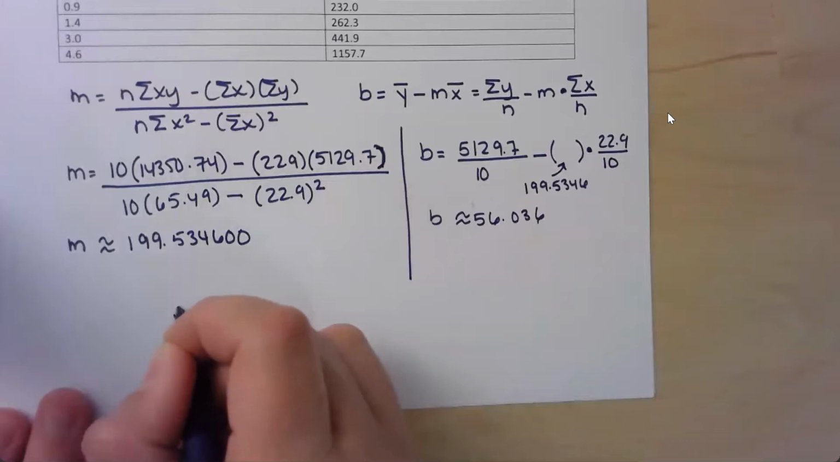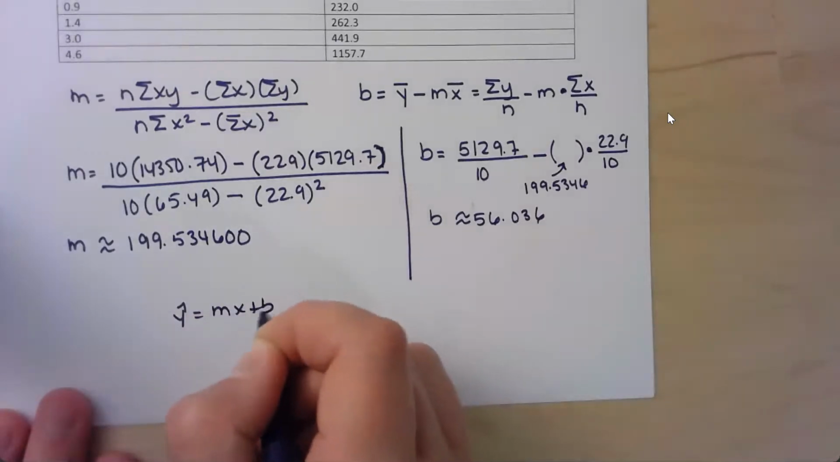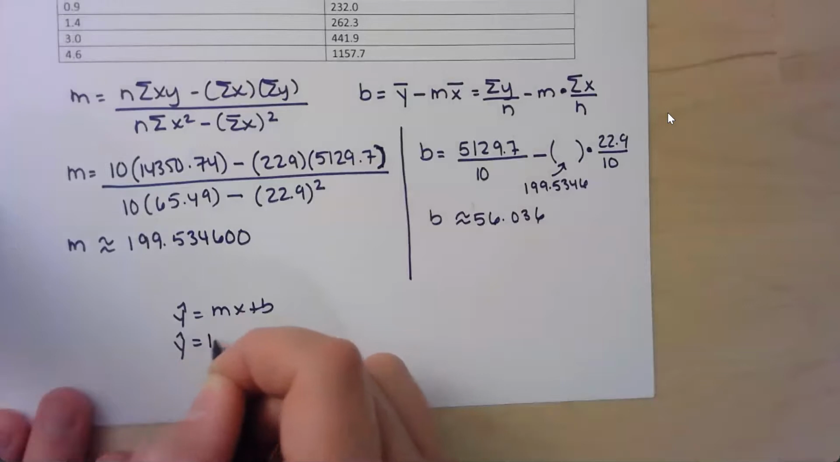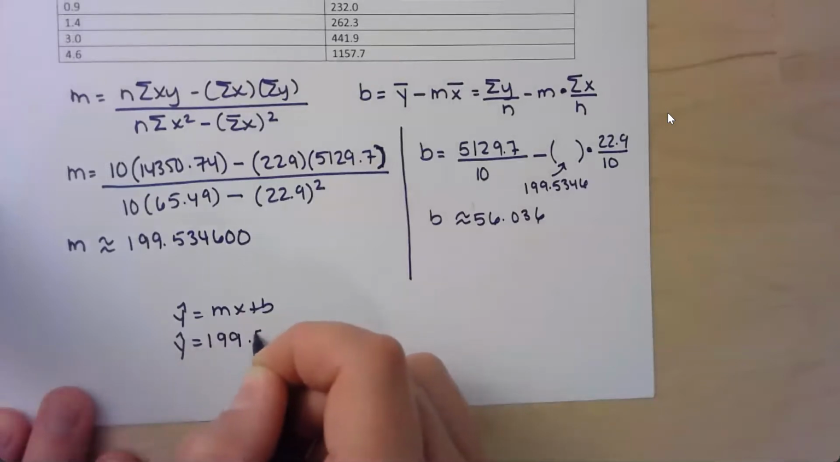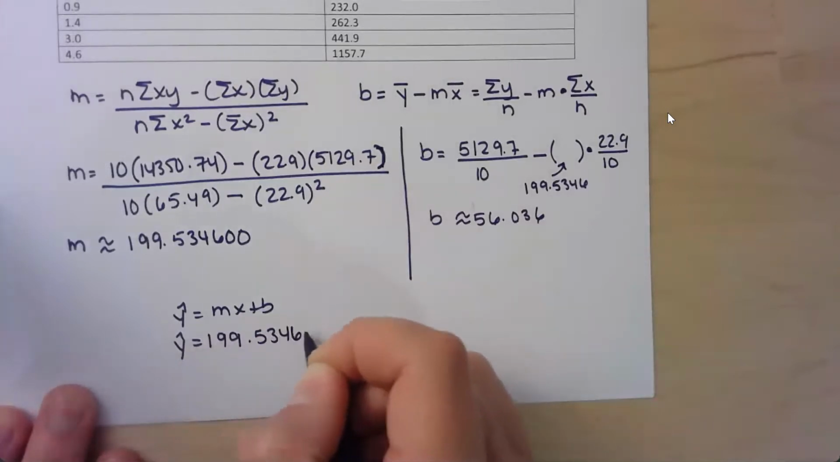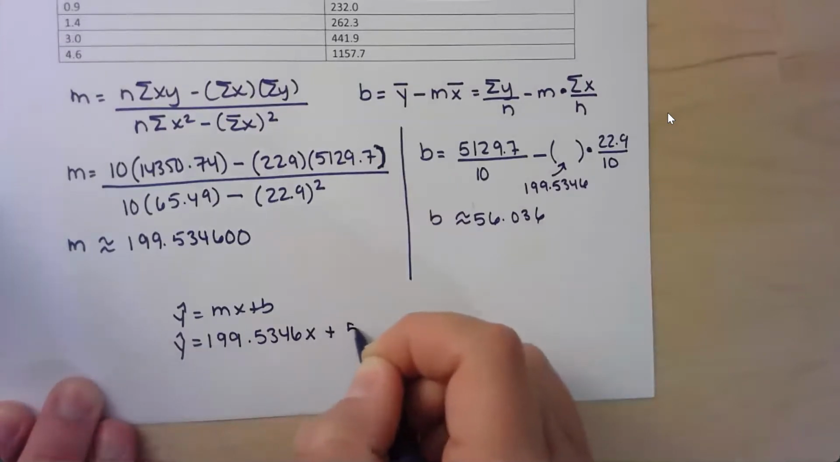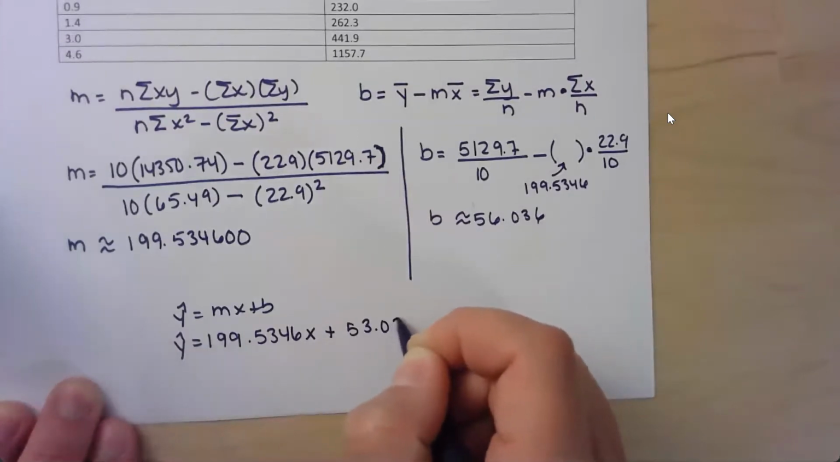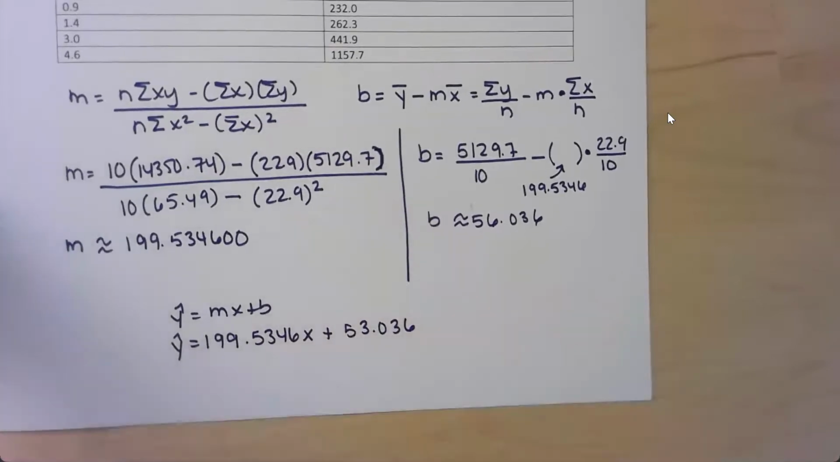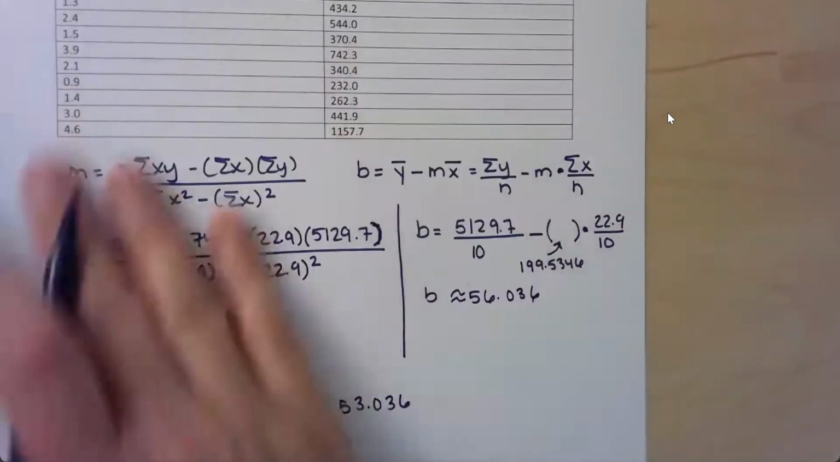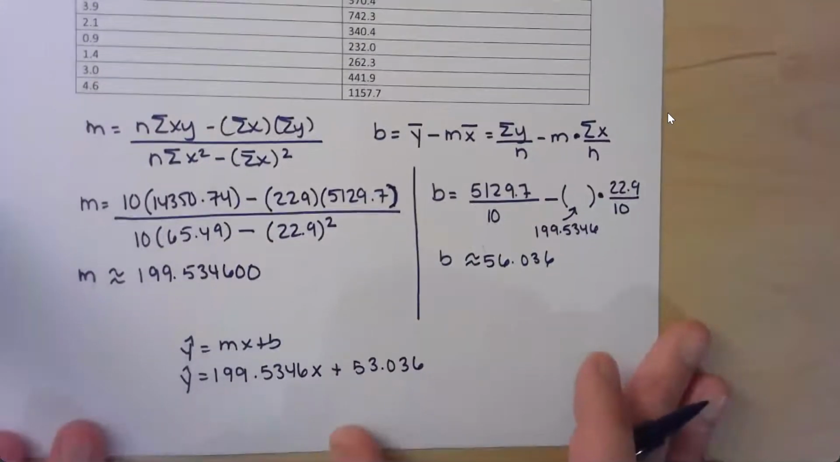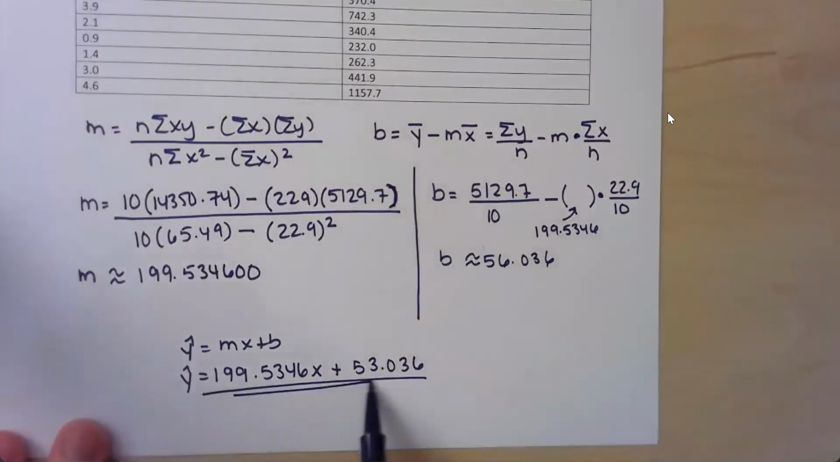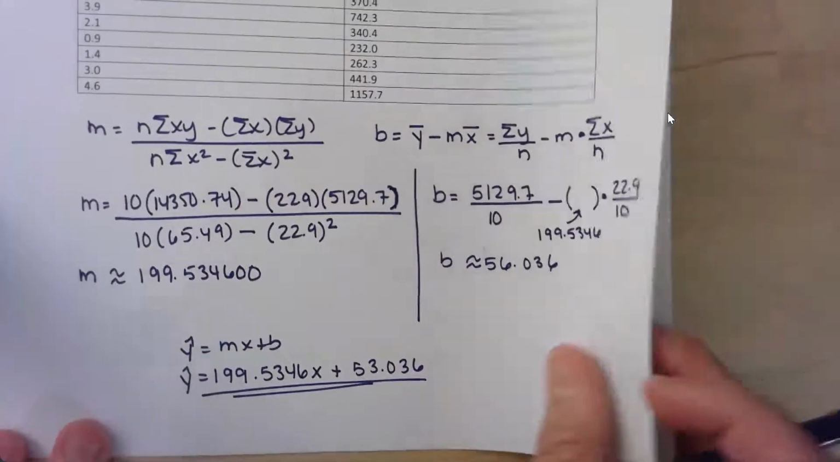So my equation then is mx plus b, so it's y hat equals 199.534, I'll say 6x plus 56.036. But again, doing this by hand really does take a lot of work. So we can do it. And again, if you need to review these steps, go back to the section 9.1 video, and you can do this process by hand. Although I'm going to show you right now how to go ahead and find that on the calculator.